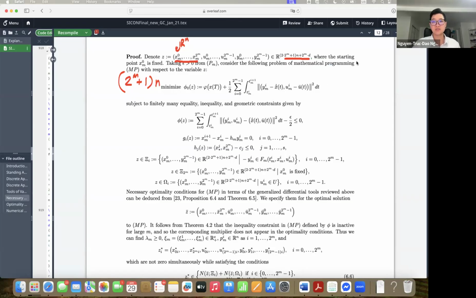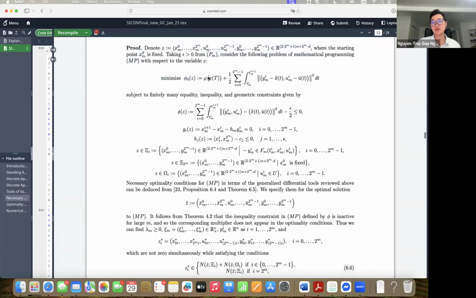And the starting point x_0^m is fixed, because x_0^m is the value of x^m at the initial time t_0^m, and at the initial time we already know the state value, so that's why it's fixed. Then we take epsilon greater than 0 from P_m. Consider the problem of mathematical programming, MP, with respect to the variable z. This is the cost functional in the mathematical programming problem.